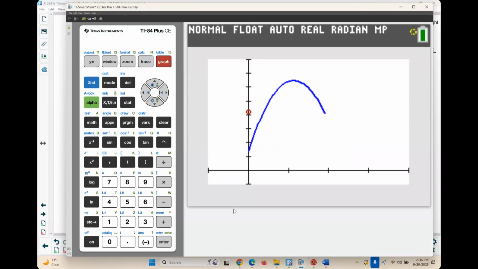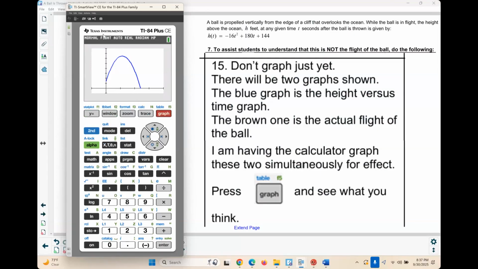Oh, that does help me understand. That is neat. The brown is the actual flight of the ball. That's where it's going. The blue is still height versus time. To me, this is essential. And again, students don't have to understand parametrics. Just use it as a tool.